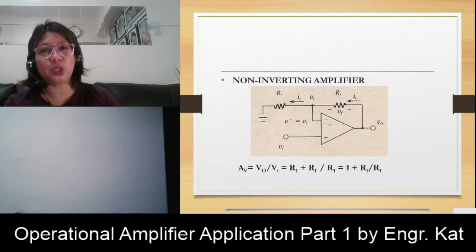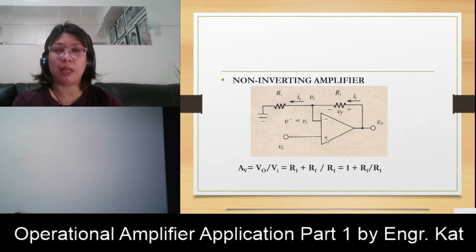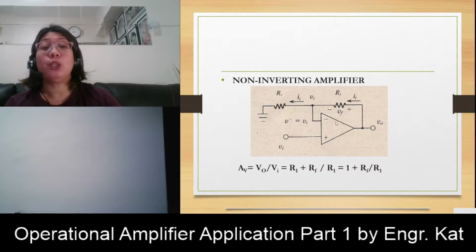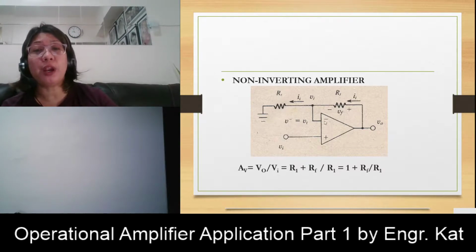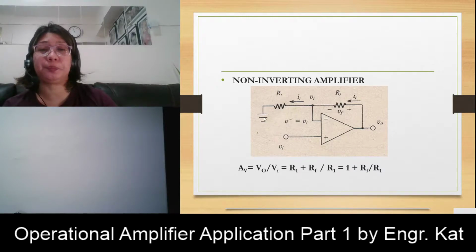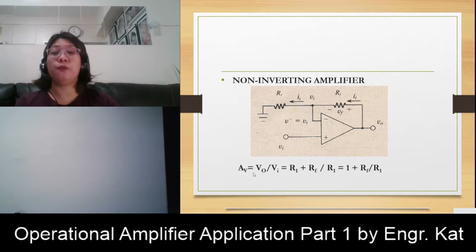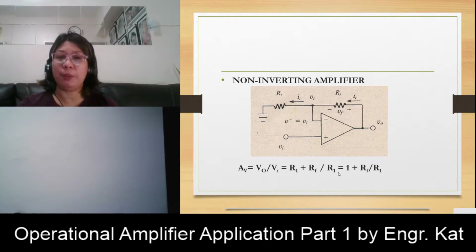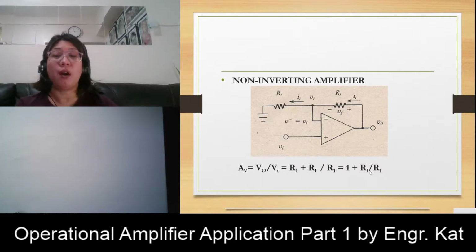This is our representation for a non-inverting amplifier. We apply the input voltage at the non-inverting terminal, which is pin number 3 if we are using the 741 operational amplifier. This is still your feedback resistance, RF, and this is still your R1. However, our inverting terminal here is grounded. Our voltage gain is still V output divided by V input, and the gain is equal to R1 plus RF divided by R1, which we can simplify as 1 plus RF over R1. This is our gain for a non-inverting amplifier.